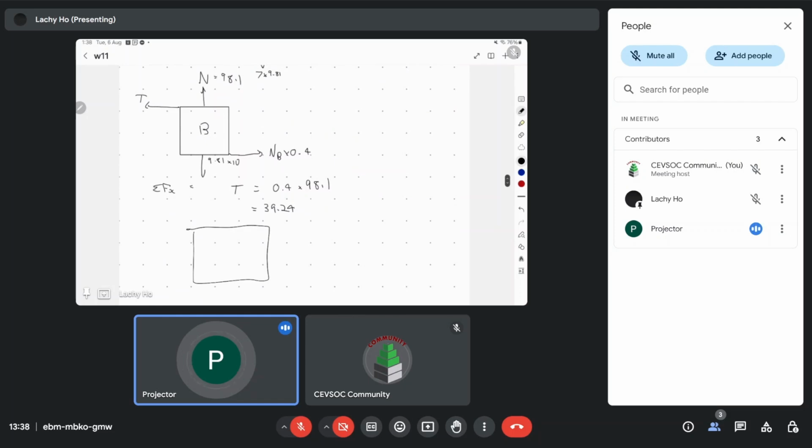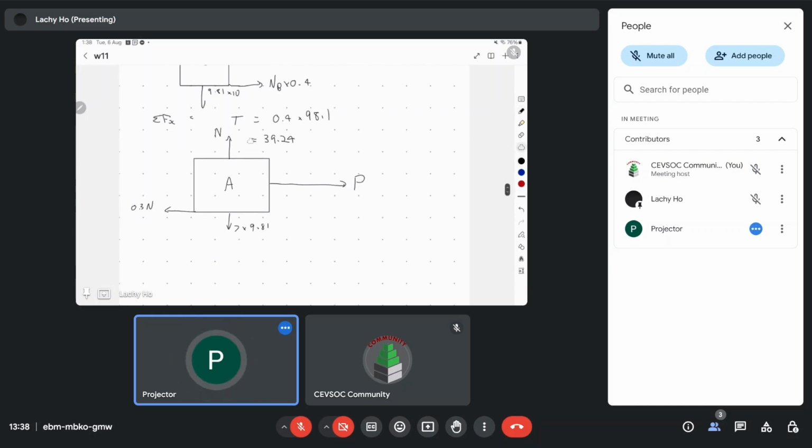I'll leave that there. Now we're also going to look at block A. Block A itself has its weight force, 7 times 9.81. It has this P force, which we're trying to figure out. It has the friction force from the ground and the block, which we talked about, times the normal force. And I'll make this NB because it's a different normal force. And of course, every object has a normal reaction force, N. So I might need more room now.